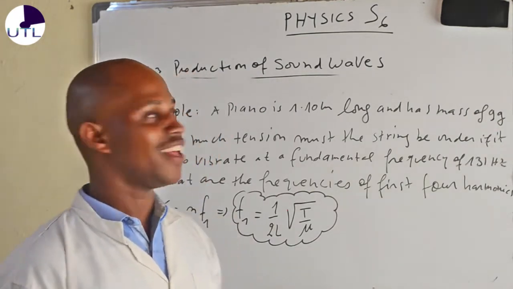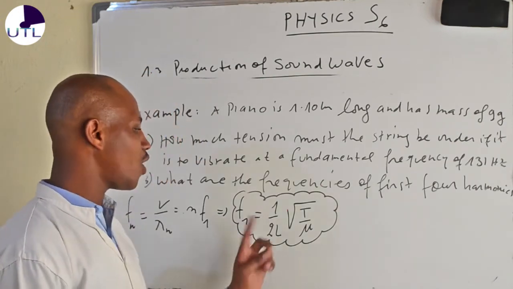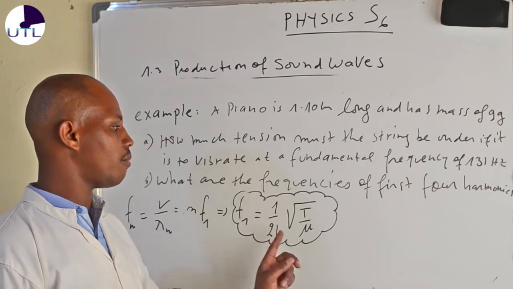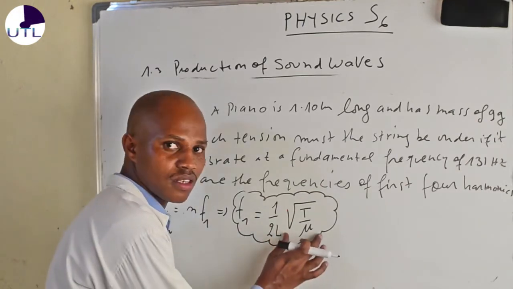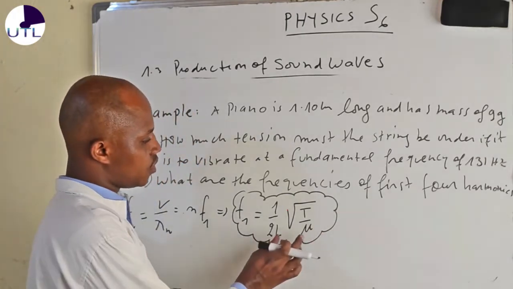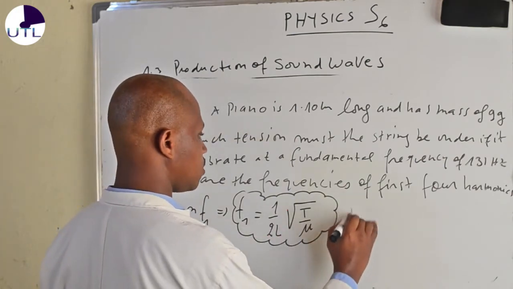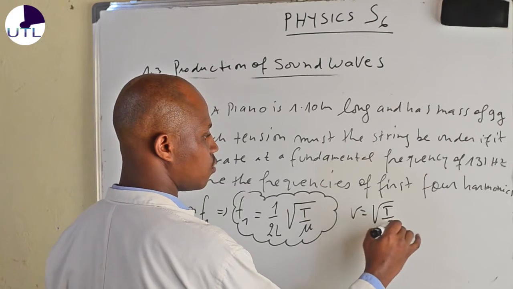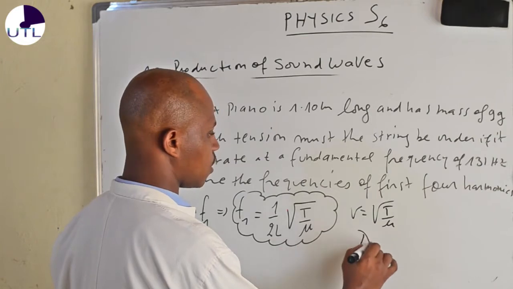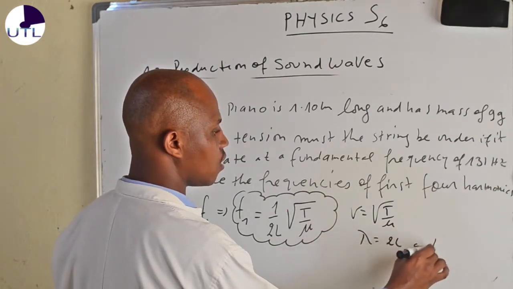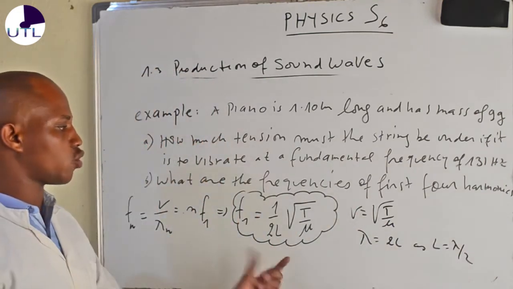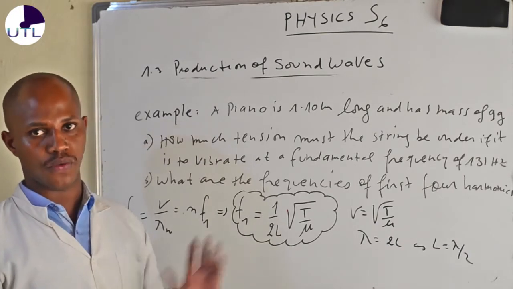Very interesting. Now, F1 is equal to 1 over 2L times the square root of tension divided by mass per unit of length. What is this really? Nothing else apart from the speed. The speed is equal to the square root of tension over mu. Remember mu, that's mass per unit of length. Here the wavelength was equal to 2L, as L was equal to wavelength divided by 2. Now we apply the formula. So this is what we call the fundamental frequency for this case.